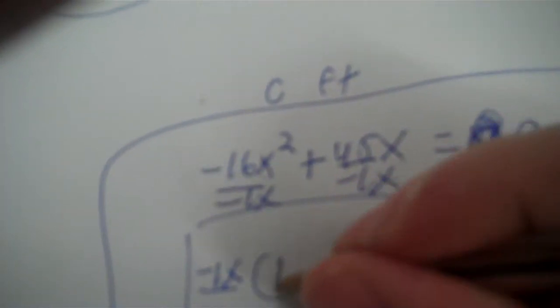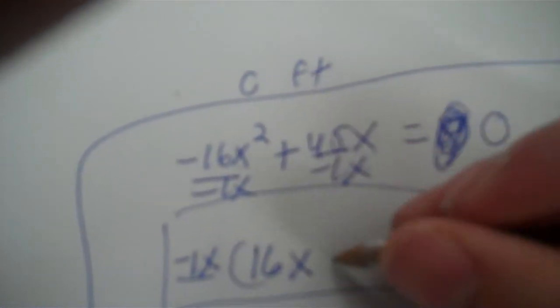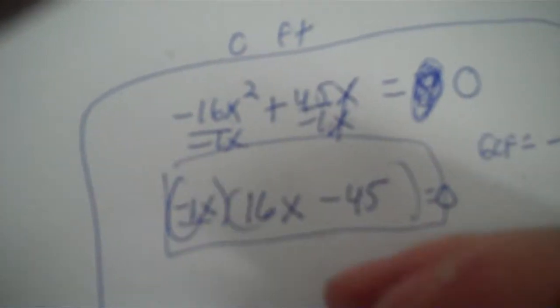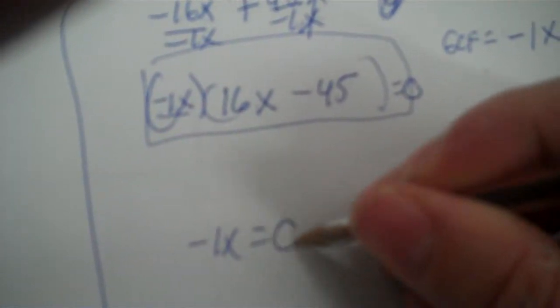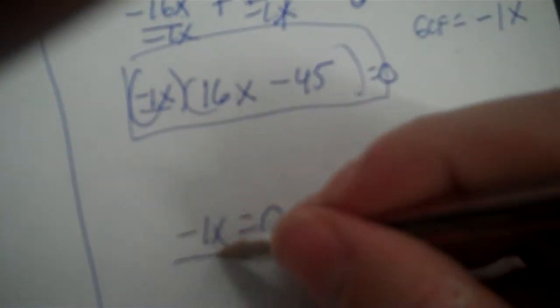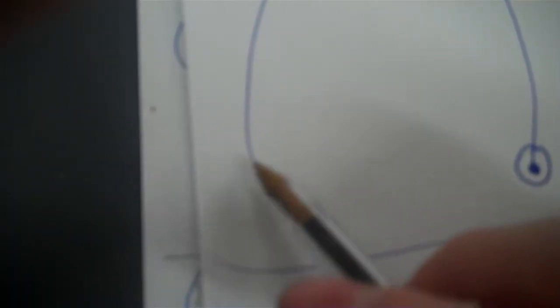So that's going to be positive 16x, and then negative 45, minus 45 equals 0. Okay? So negative 1 times x equals 0. 16x minus 45 equals 0. So I get 0 for my first answer. That's because here it's 0 feet too, and that's before the time has started. So that's why you get the 0 there.